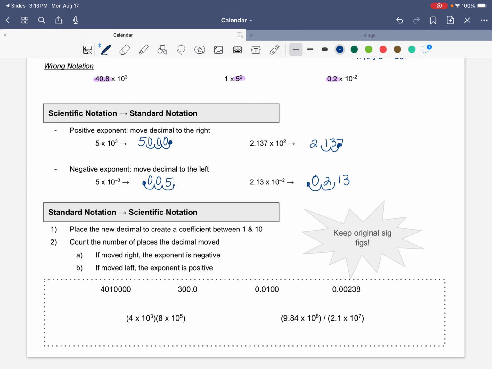Okay, when I'm going in the opposite direction, so going from standard notation to scientific notation, the first step is we need to place the new decimal to create a coefficient between 1 and 10. We then count the number of places the decimal moved from its original spot. If it moved to the right, the exponent is negative. If it moved to the left, the exponent is positive.